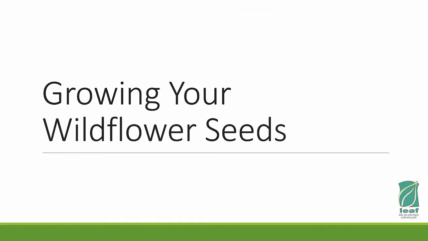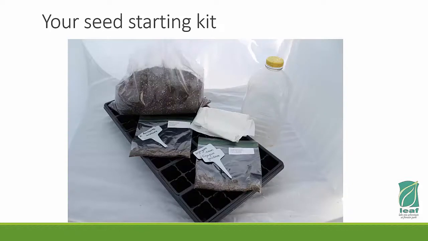Now it is time to start your own wildflower seeds. Your seed starting kit contains the following items: a plastic tray and a sheet of cell packs. Each opening is called a cell. It also contains potting soil, a bottle with holes drilled into the lid, 2 species of wildflower seeds that have been stratified in moist sand for 30 days, labels, and a plastic bag.